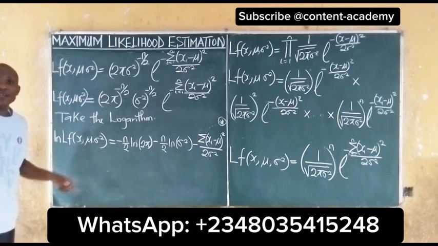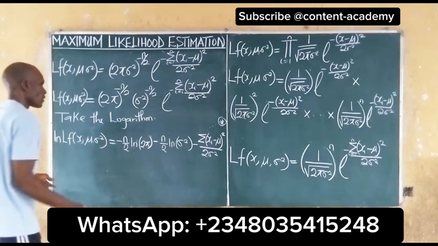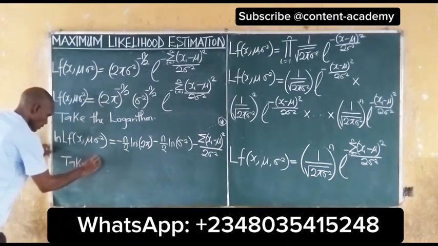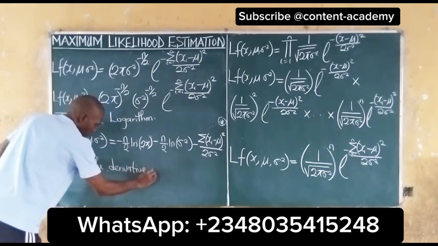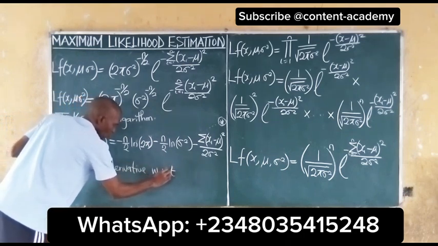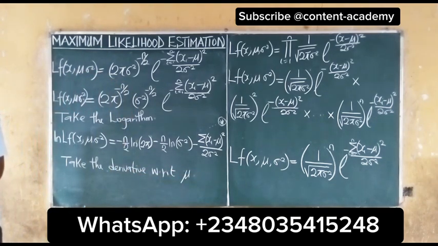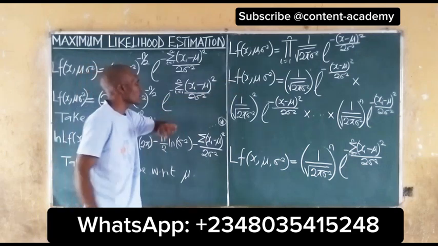So from here, we can now differentiate with respect to mu and with respect to sigma squared. The first thing to do is to take the derivative with respect to the mean. So we move over to the other side of the board to do that.